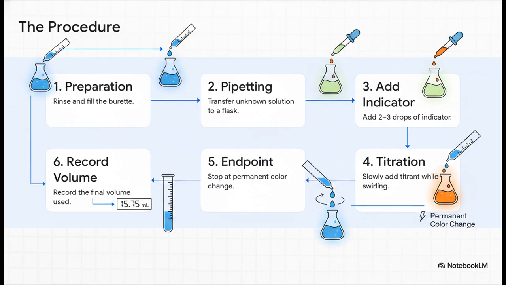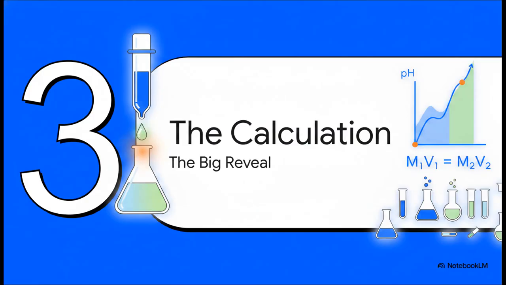Now here's where the skill comes in. As you see the color change start to hang around for a second before disappearing, you need to slow way down, like drop by drop. 5, the second you see a permanent color change, stop. That's your endpoint. And finally, step 6, carefully record the final volume from the burette. Every single drop matters. So we've done the hard work in the lab, we've carefully collected our data, and now it's time for the moment of truth, the big reveal. Let's do the math and finally uncover the concentration of our mystery solution.